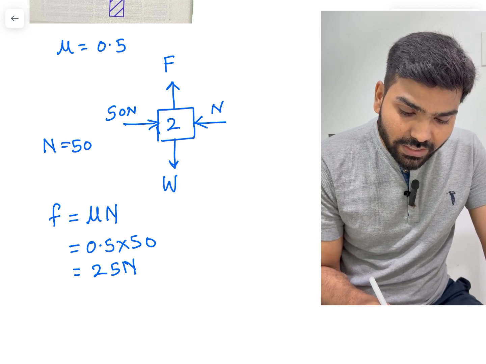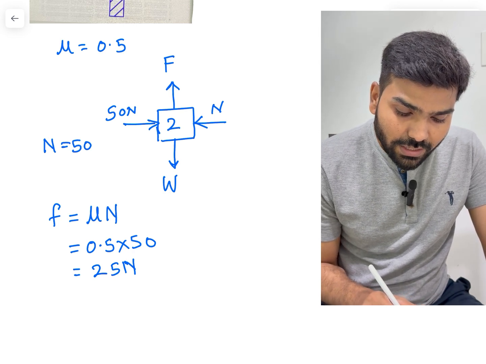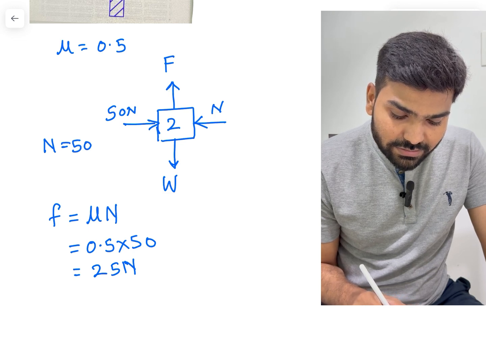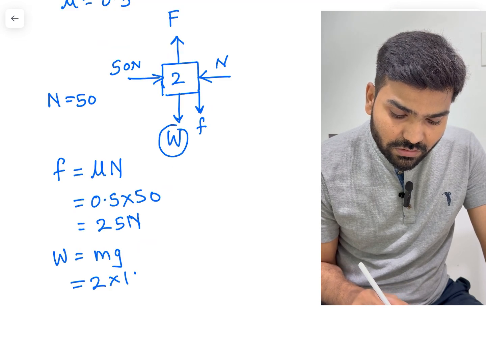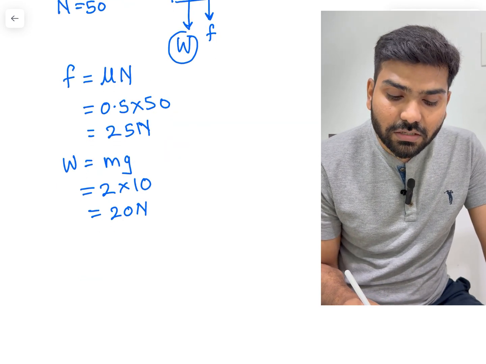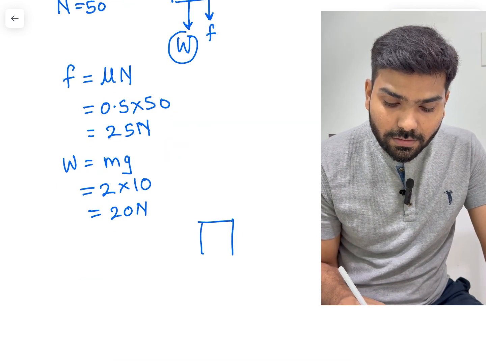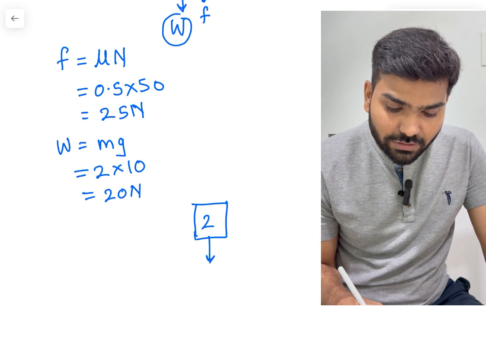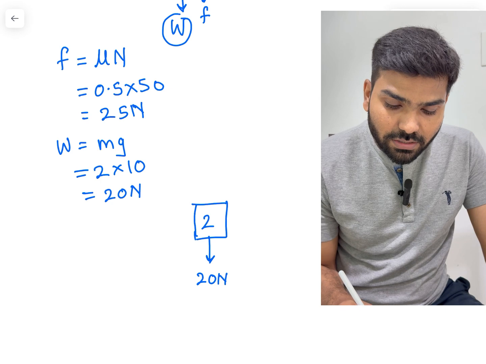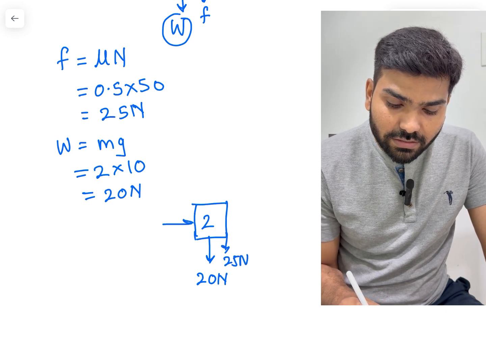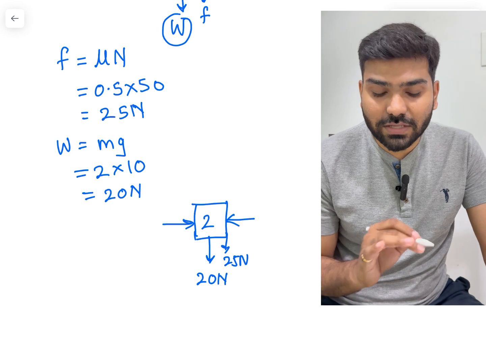If we calculate the weight, the formula for weight is m into g. The mass is given as 2 and the acceleration due to gravity is 10, which means the weight is 20 Newton. Now if we consider the free body diagram again, here we have a 2 kg block, the weight acting downward which is 20 Newton, and there is the friction force over here which is 25 Newton, and that is the x force, x direction forces are balanced.